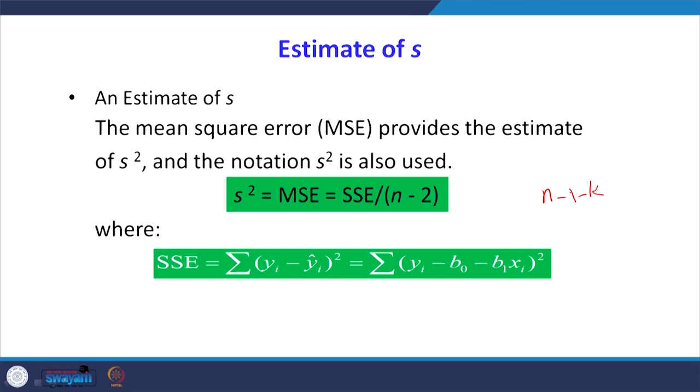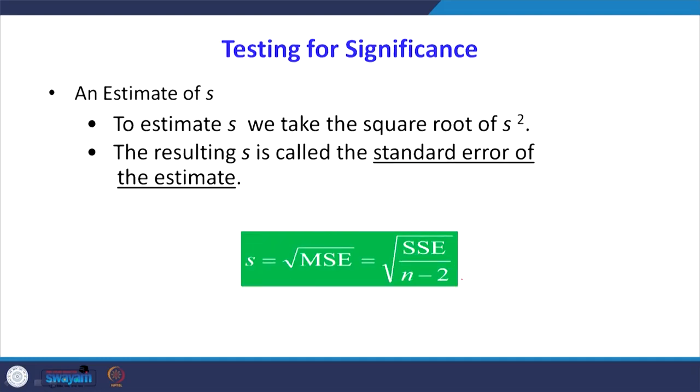And SSE also, you see that we can find out with the formula which I mentioned in the beginning of the class, summation of y i minus y hat whole square. In y hat you can substitute b0 plus b1x. When you bring the minus inside, it is y minus b0 minus b1x. When we take the square root of s square, the result is called the standard error of the estimate. So, when you take the square root of this mean squared error, you will get the standard error.